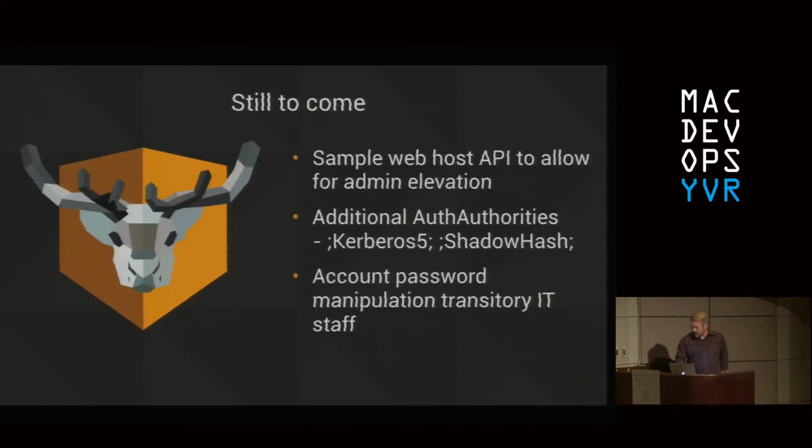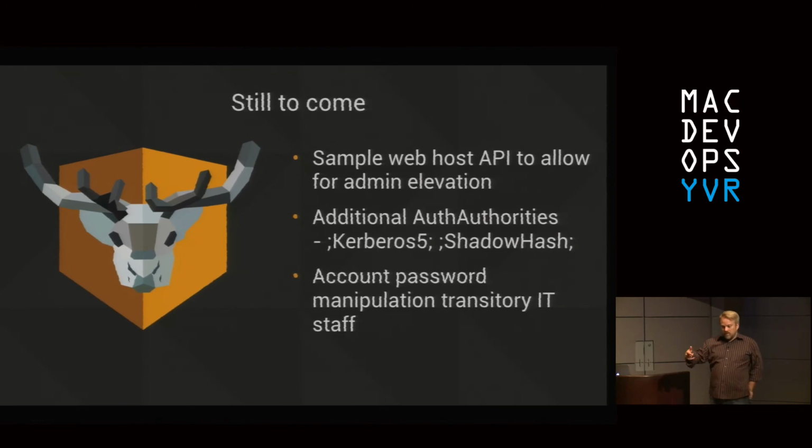Some other stuff that we're working on, we've got most of a Python web host to kind of show you how to do the admin elevation, putting in support for additional auth authorities as you get into some of the more involved situations. You've got some Kerberos, some shadow hash, and some other stuff, so we'll be able to do that. The token identities were easy, and it was kind of cool for demos to be able to use that with the YubiKeys. And then account password manipulation for transitory IT staff.